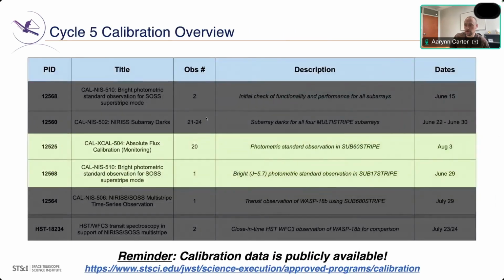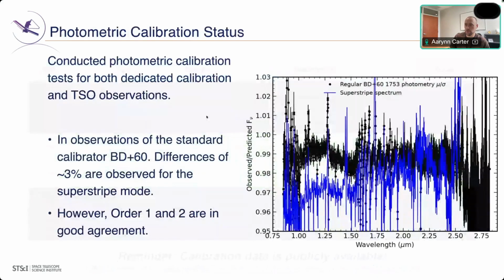Okay, moving on. Now, photometric observations. I'm going to quickly go through these. So our first one was a photometric calibration of our photometric standard. This is the standard we use for pretty much all SOSS calibrations in terms of photometry. This is BD+60. There are many programs available for download for all of this data. And what we've plotted here on the right is a comparison of the observed versus predicted flux for the object relative to the CalSpec model.